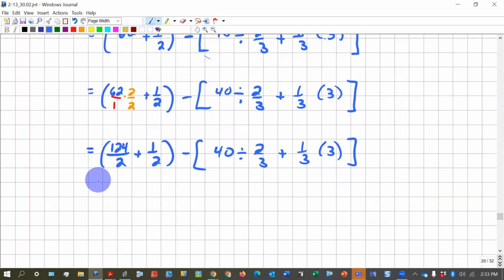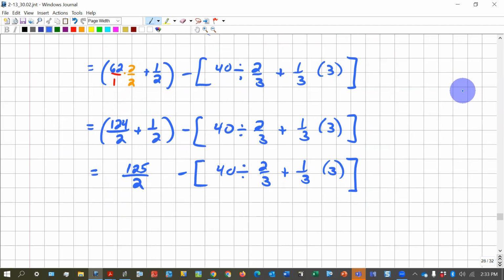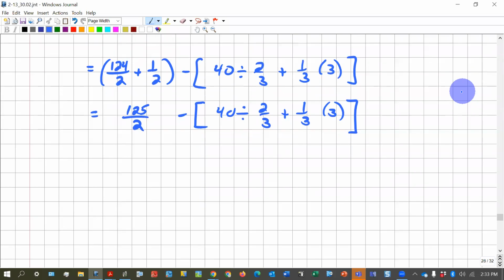So 62 and a half is 125 halves. And since there's nothing in front of that, I don't need that parentheses anymore. So now I'm going to look at the other parentheses, the square bracket.